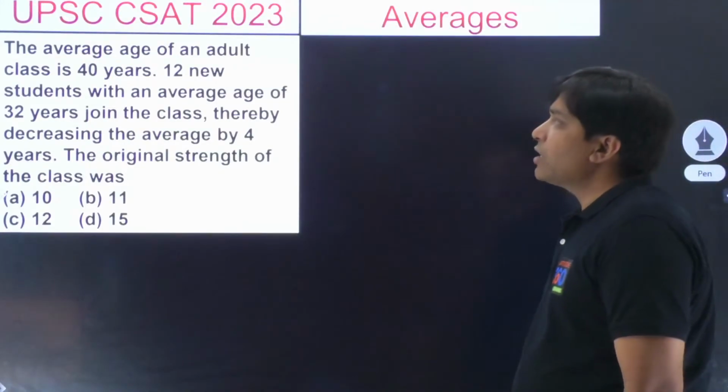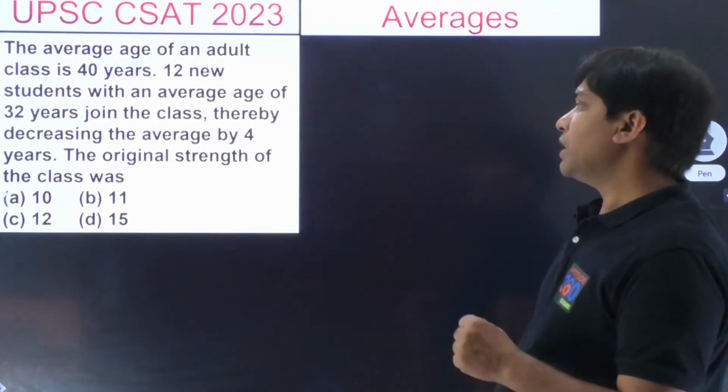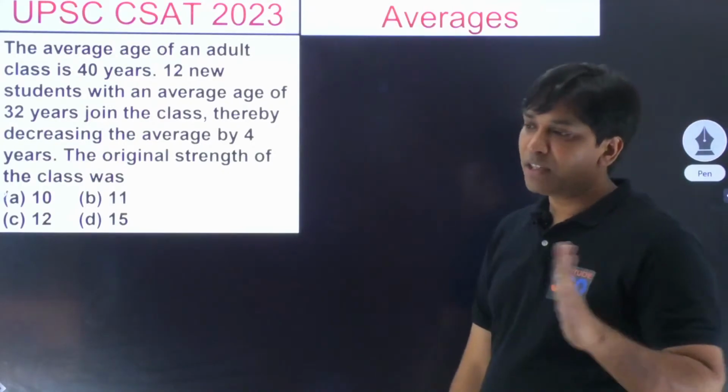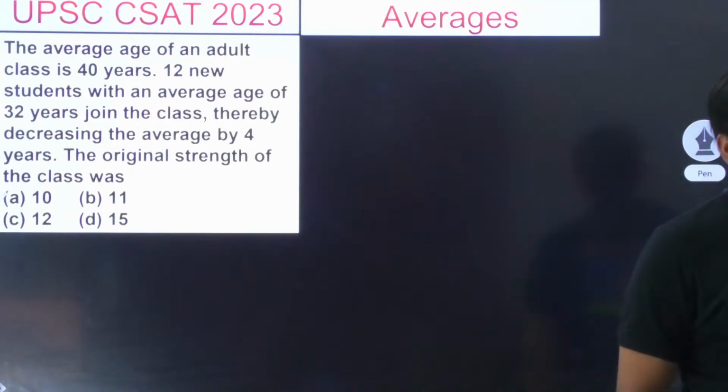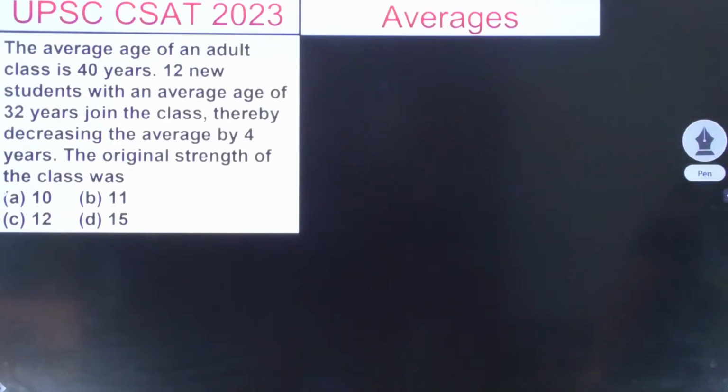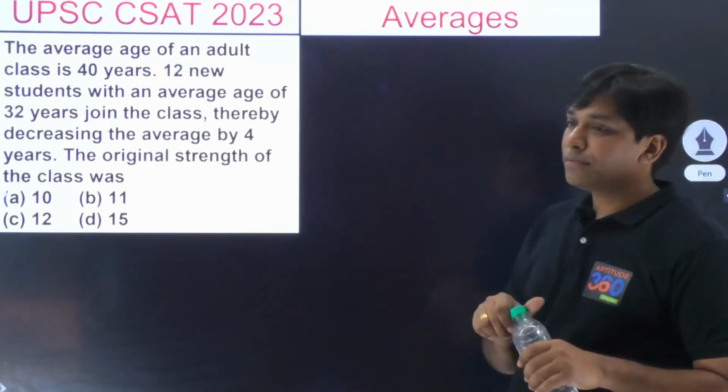The average age of an adult class is 40 years. Or this you can simplify in one line. I should not even be solving this problem. प्रॉब्लम पढ़ते पढ़ते इसका आंसर निकल जाना चाहिए आपसे. प्लीज डू दैट.